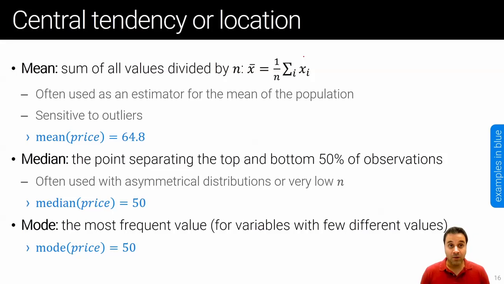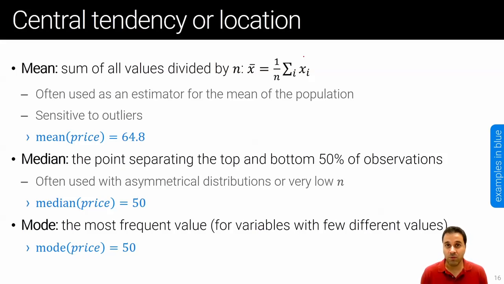So when we have one numerical variable and we're interested in summary statistics, we more often than not look into the central tendency or the location. So where are the values concentrated around? And for this, we typically use one of three statistics: the mean, the median, or the mode.